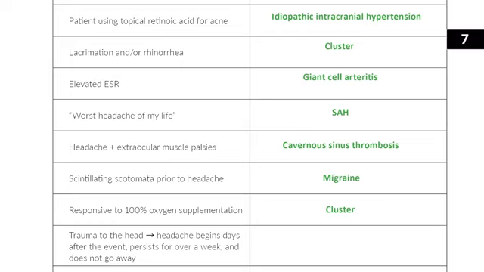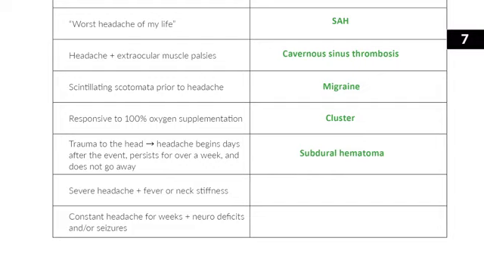and doesn't go away. That would be classic for a subdural hematoma. Severe headache plus fever or neck stiffness. Definitely think about meningitis. What about constant headache for weeks with neurodeficits and/or seizures? That's pretty worrisome for a brain tumor.